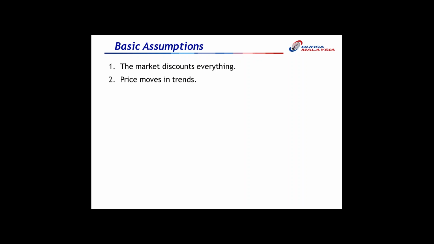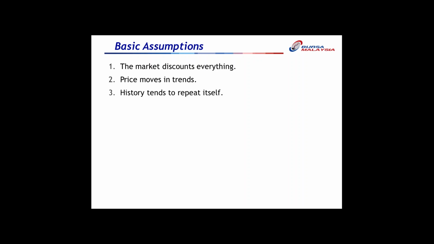The second basic assumption is that the price moves in trends. They don't believe that the price of a security moves in what we call Brownian motion, random. You know, it doesn't move randomly, it moves in trends. It moves in trend by following a certain pattern, a certain style, and that's what they believe in.